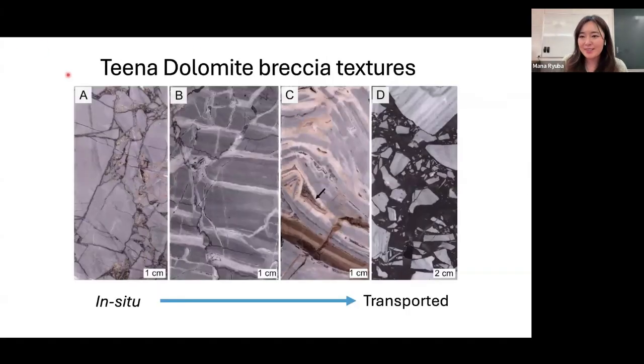And these are what the breccias look like. They have a range of different textures, and we've categorized them according to whether they're more in situ type textures or transported textures. So we have crackle type breccias, mosaic breccias, and also this matrix supported rubble breccias. But what was interesting to us was actually what was between the clasts. The infill of these fractures is what really tells us how these breccias formed.